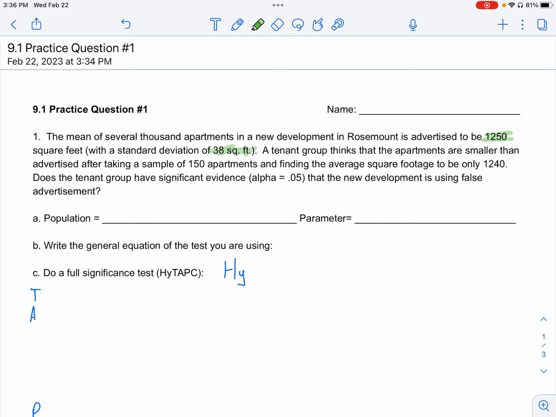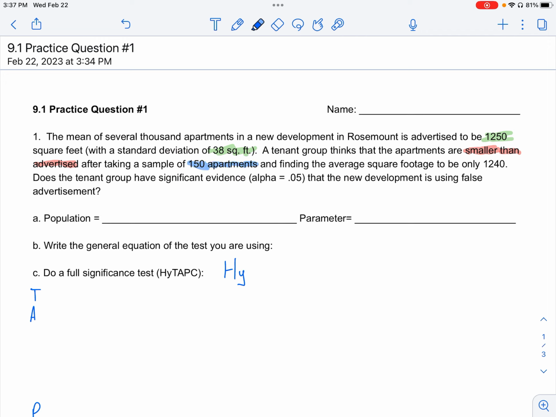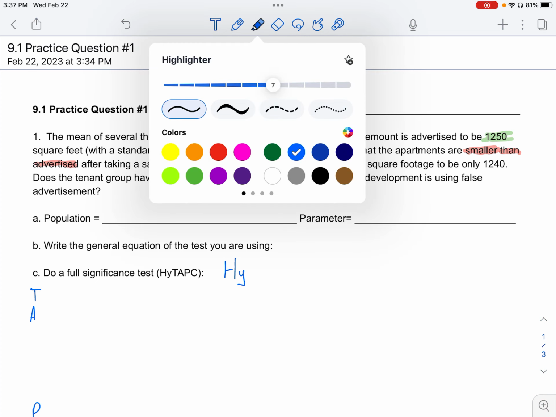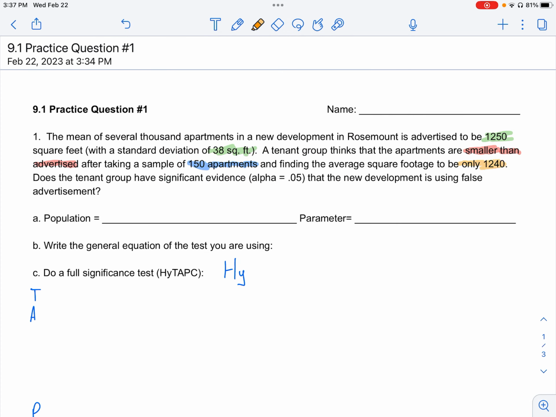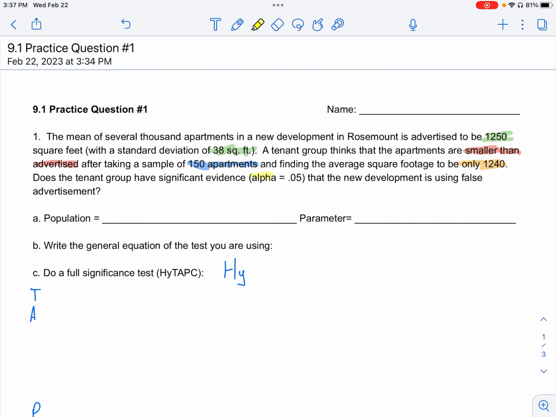A tenant group thinks the apartments are smaller than advertised. After taking a sample of 150 apartments, they found the average square footage to be only 1240. Does the tenant group have significant evidence? Alpha equals 0.05. That's new. What does that mean? We'll talk about that. Do they have significant evidence that the new development is using false advertising?